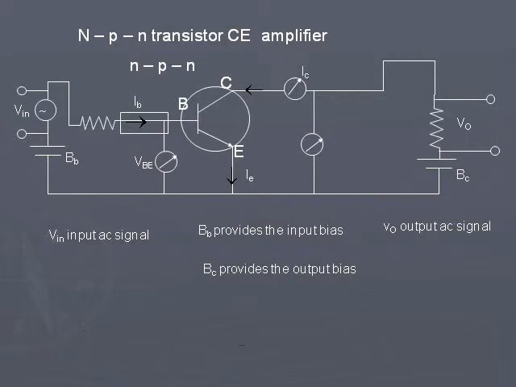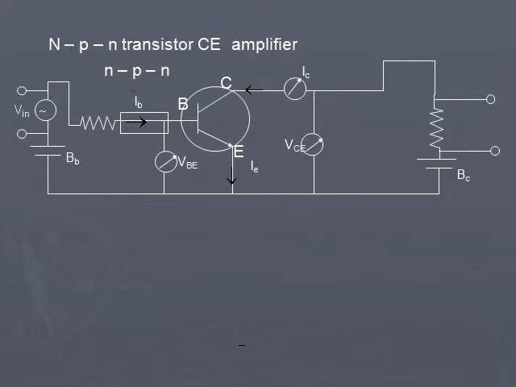So collector is reverse biased. And IC indicates the ammeter which reads the current, and VCE is the potential difference between collector and emitter. Now this is how the circuit is. First, the transistor is biased.